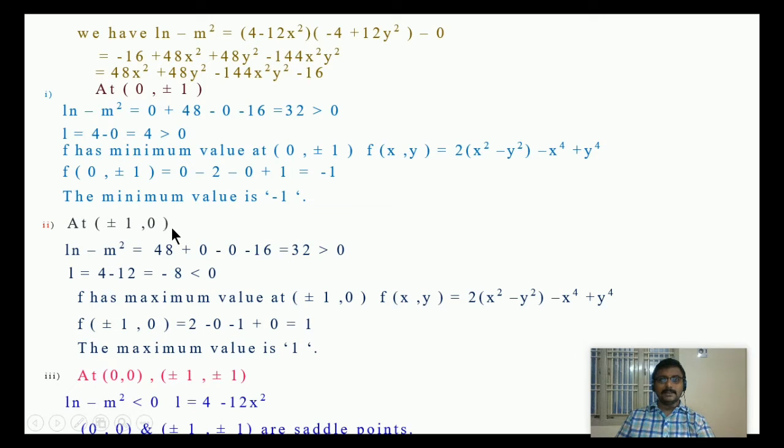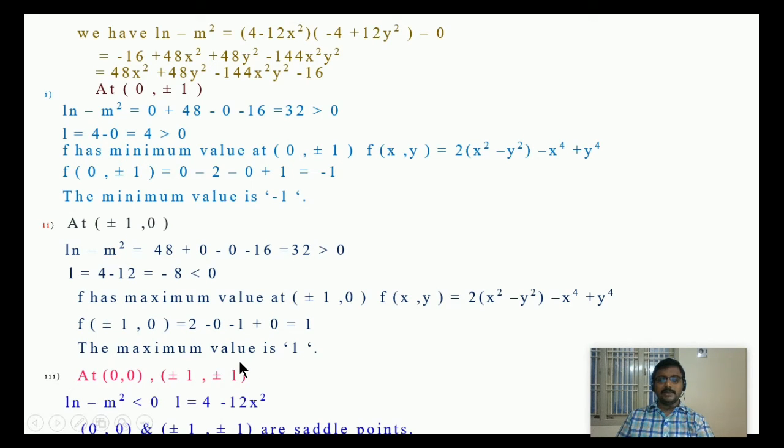Now at the point (±1, 0), LN minus M square is positive and L is negative. The function attains its maximum value at the point (±1, 0). Just by putting (±1, 0) in the given expression, the function attains its maximum value. The maximum value is 1.